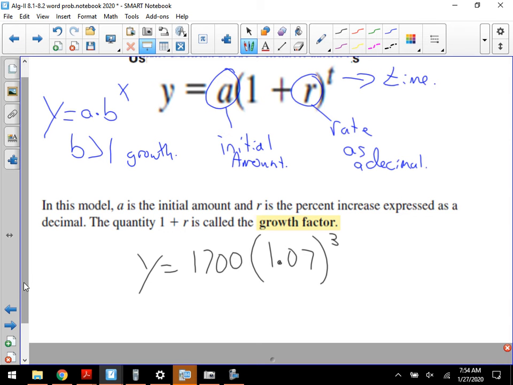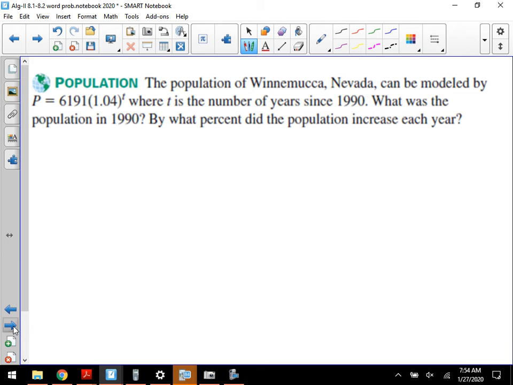All right. So we have growth. So it's y equals a times (1 plus r) to the t. Let's look at our problem. For example, population. The population of Winnemucca, Nevada, is modeled by this function, where t is the number of years since 1990. What was the population in 1990, and by what percent did the population increase each year?